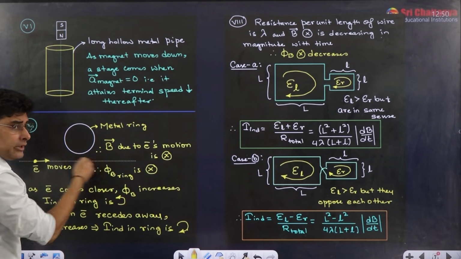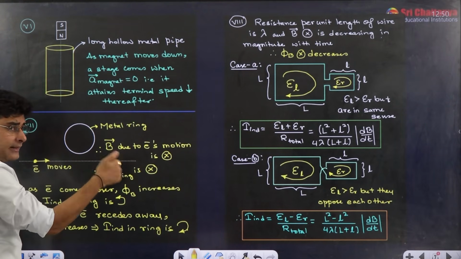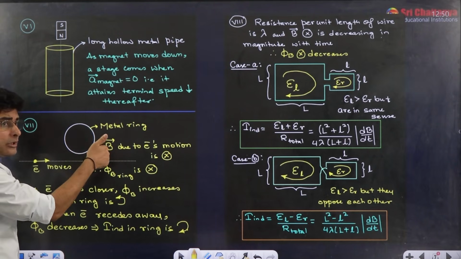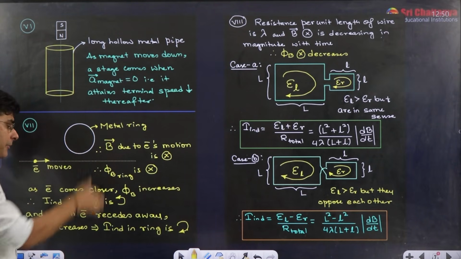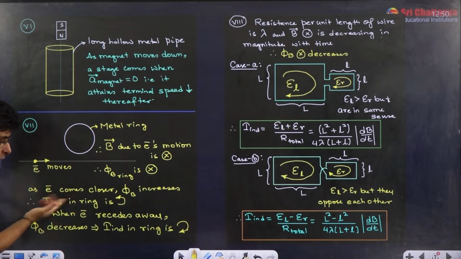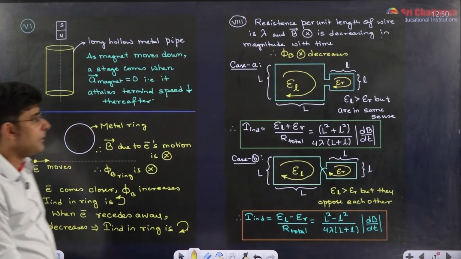Now when the electron goes further away, the flux is inside, but it is decreasing now. If it is decreasing, then the induced magnetic field will support the original flux. Original flux is into the page. So when it supports, it will be clockwise. So first the induced current in the ring will be anti-clockwise, and then it will become clockwise.